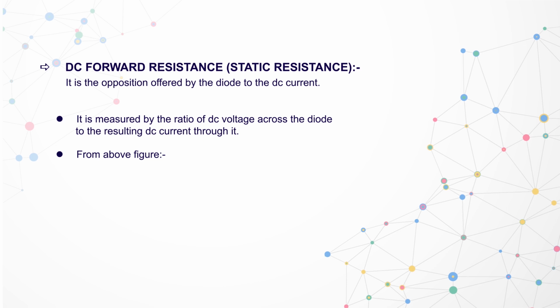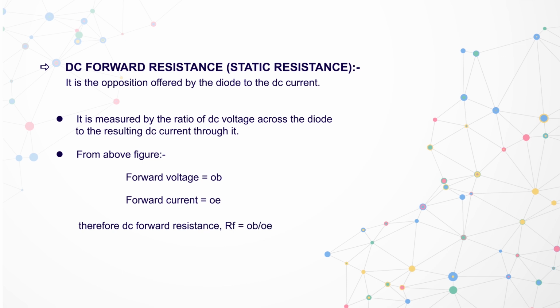As we have seen in the earlier figure, it is obtained from the value of DC voltage and DC current. From the above figure we can see that the forward voltage is suppose OB. With respect to that OB, the forward current will be OE. Therefore, the DC forward resistance, which is denoted by capital R with suffix F, RF, will be equal to OB divided by OE, that is the ratio of DC voltage across the diode to the resulting DC current through it.